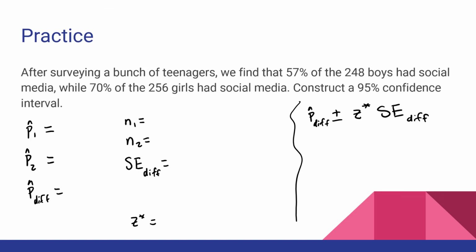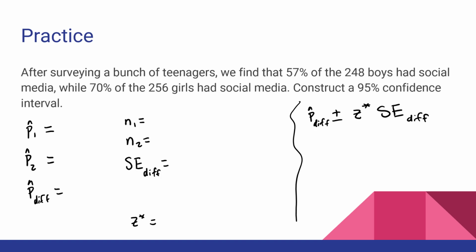Putting that into practice, we have the same scenario from earlier. After surveying a bunch of teenagers, we find that 57% of the 248 boys had social media, while 70% of the 256 girls had social media. Construct a 95% confidence interval.